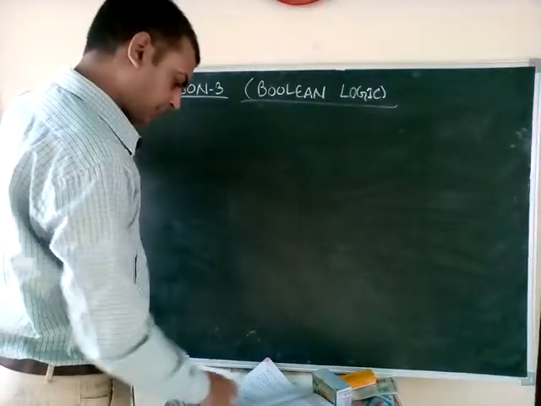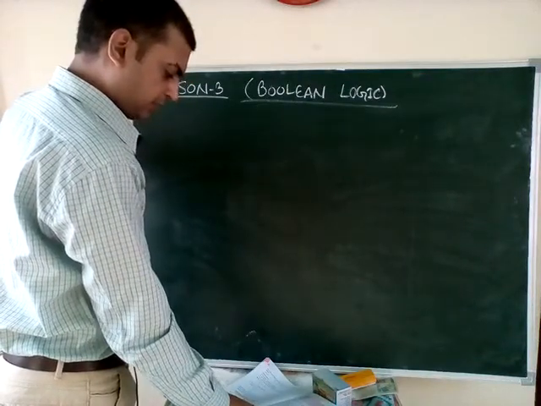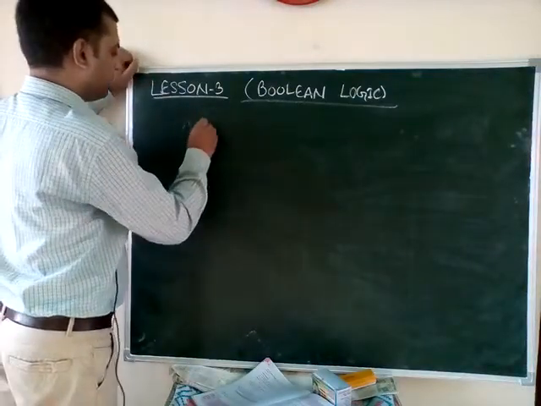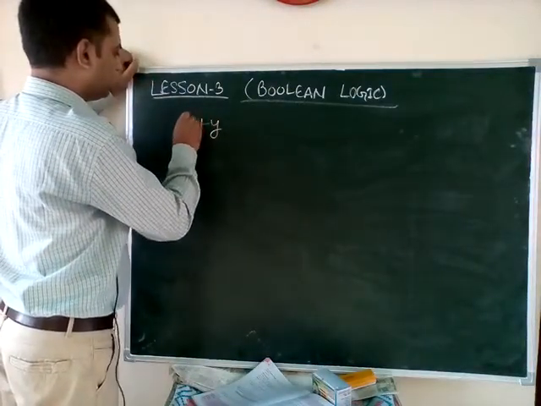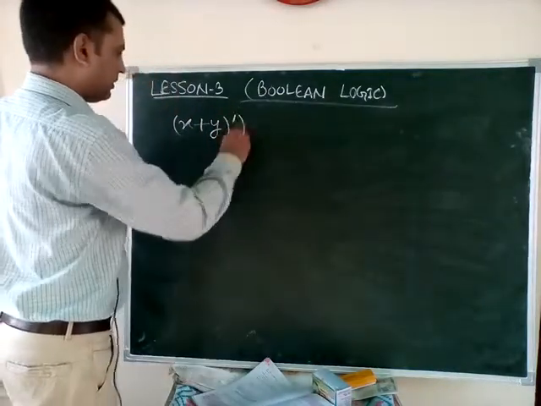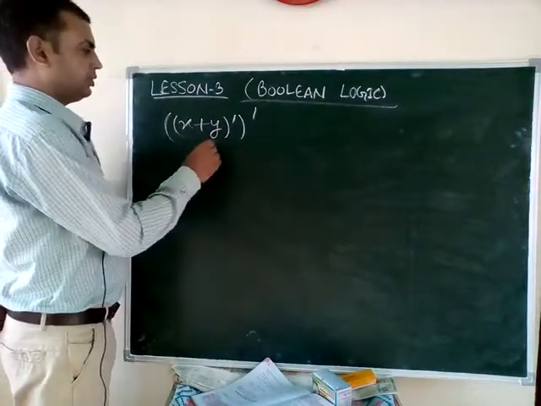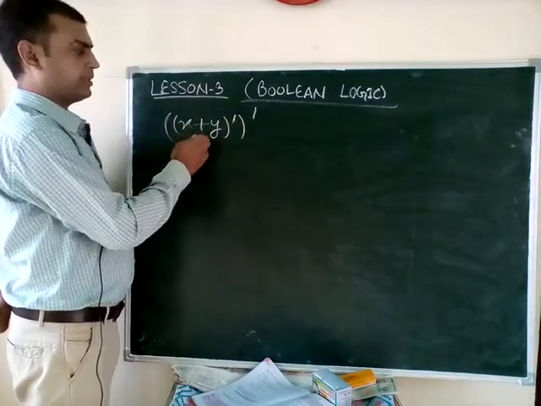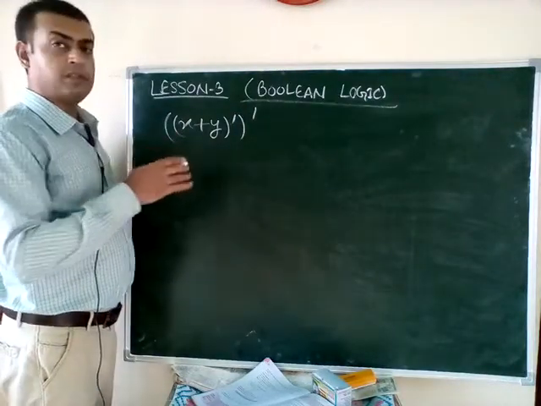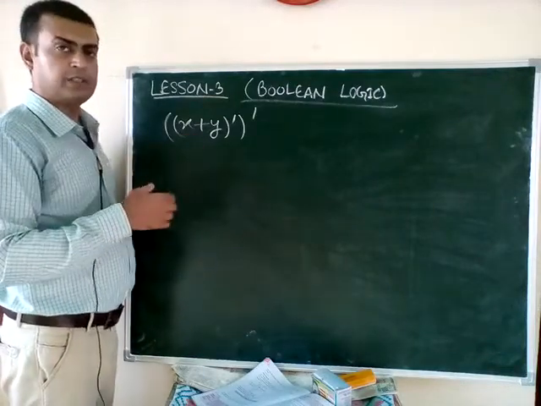Now the question number 3, give truth table for the Boolean expression x plus y bar, with one more bracket and then bar. So you know that finally x plus y will come, because if two bars are there, then both will be cancelled. So in this we have to give the truth table, so we will draw the answer.